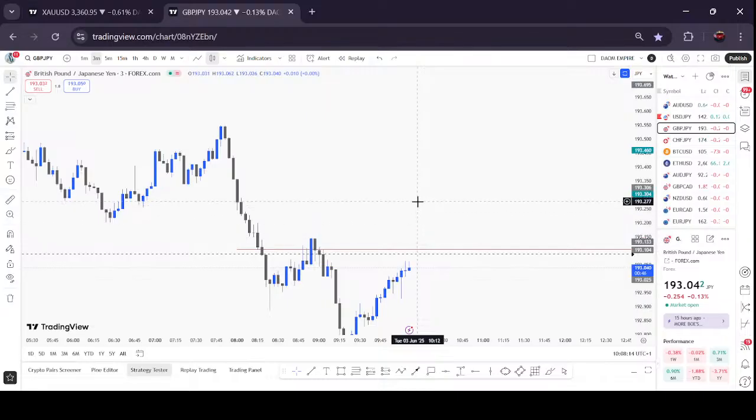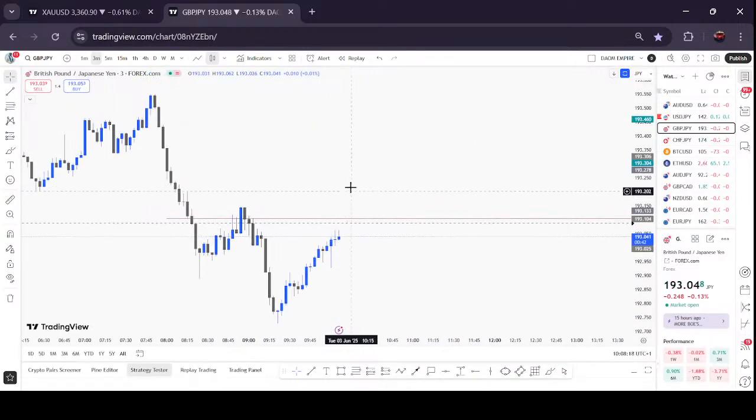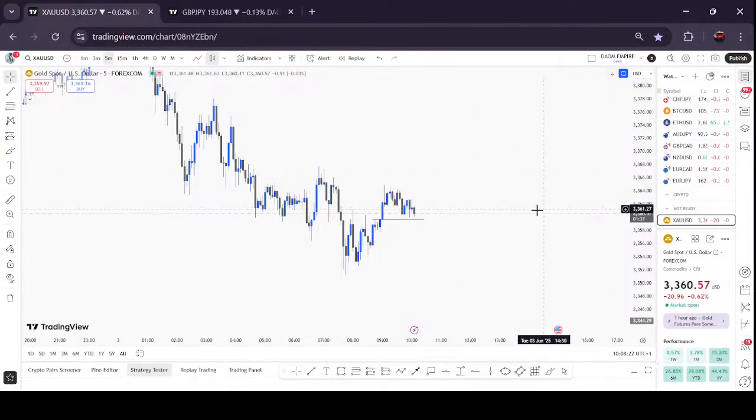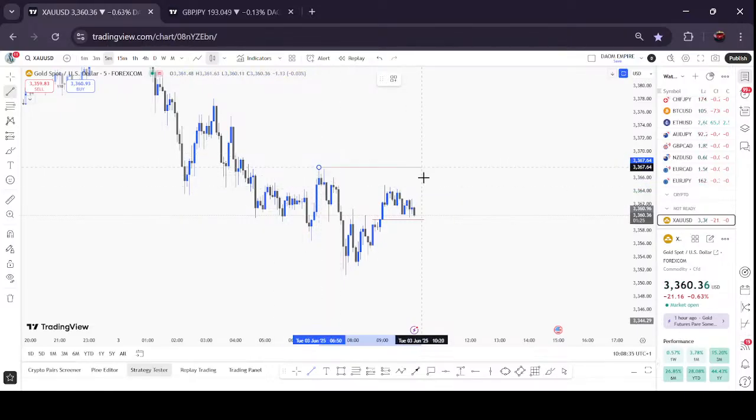Anything above this line, I'll be looking out for a sell. On gold, I want gold to take out this high. Once it takes out this high, then I'll be interested to buy.